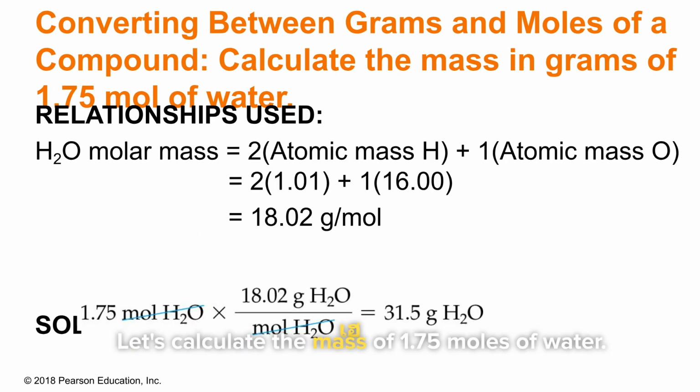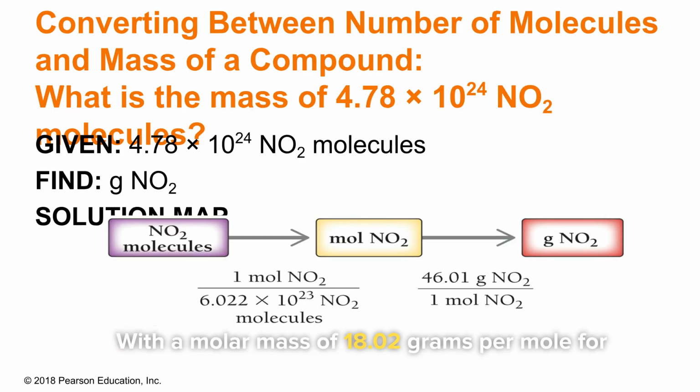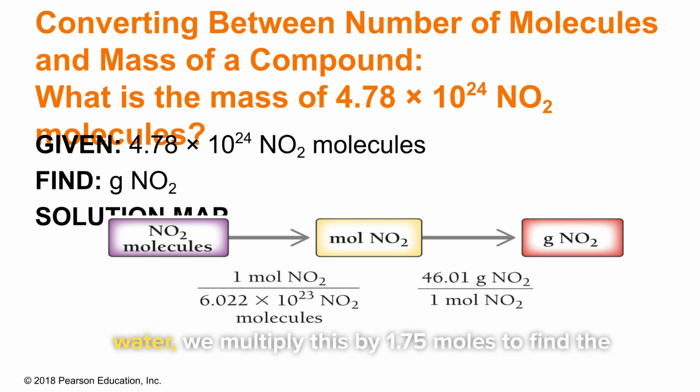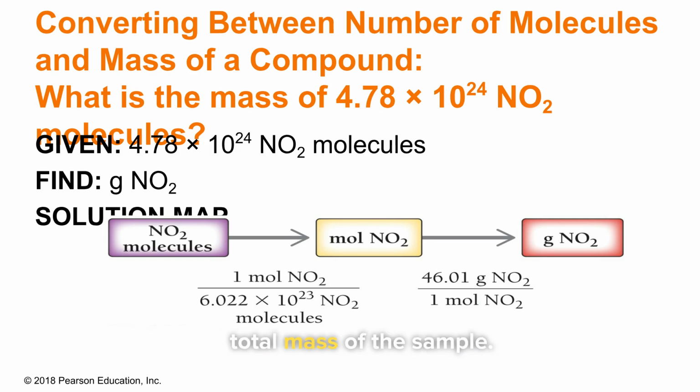Let's calculate the mass of 1.75 moles of water. We determine the molar mass of water by adding the atomic masses of 2 hydrogen atoms and 1 oxygen atom. With a molar mass of 18.02 grams per mole for water, we multiply this by 1.75 moles to find the total mass of the sample.